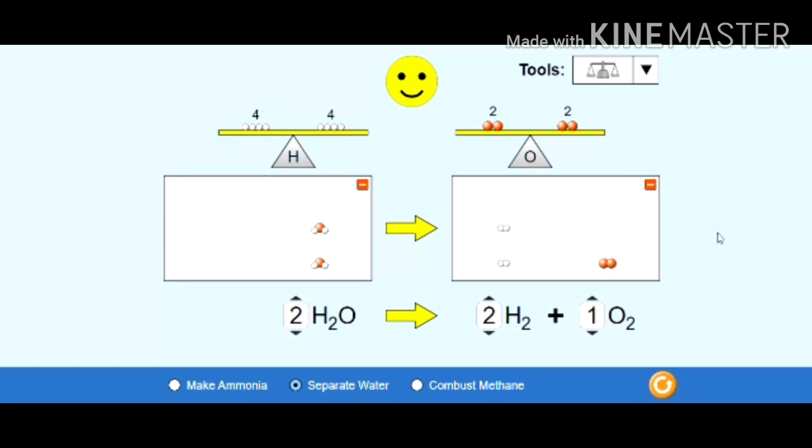By such various chemical reactions, we can understand how to balance a chemical equation through this wonderful simulation game or simulation activity. Hope you have understood. You may take different chemical reactions and try to play a game on this particular topic. Thank you.